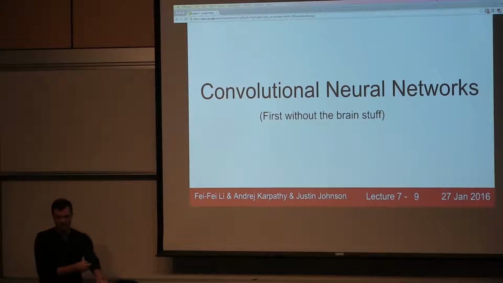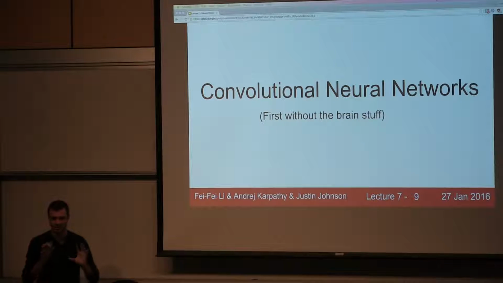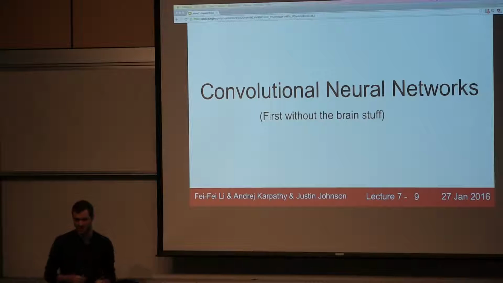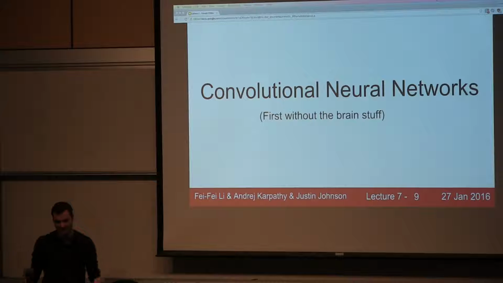We'll talk about convolutional neural networks. First, as I did with neural networks, I'd like to talk about convnets without all the brain stuff. So no analogies to neurons or anything like that. We'll just see what the operations are mathematically, and then we'll go into how you can interpret them in terms of neurons being connected in some kind of simulated brain tissue.